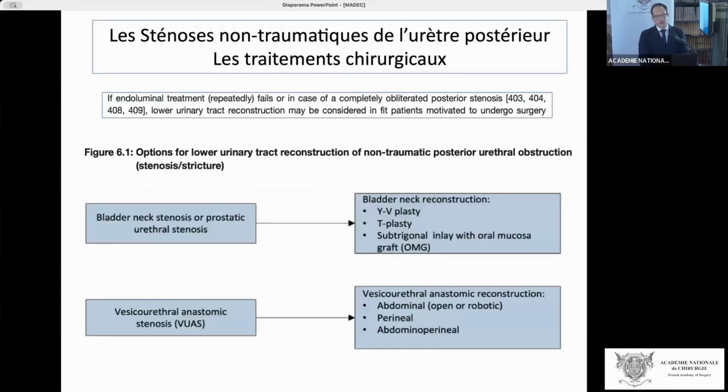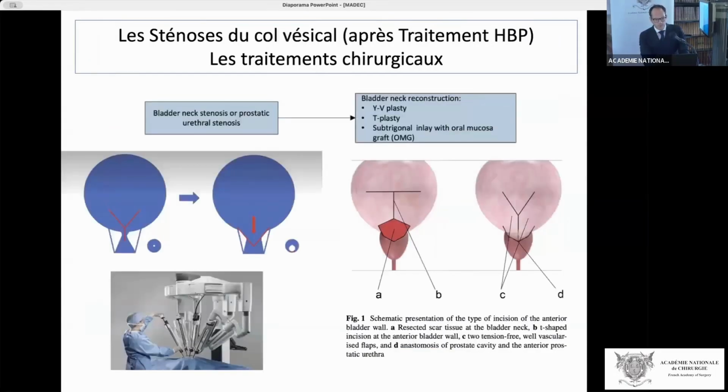And now this is the last one, the really big topic, in my opinion, at least in terms of advances and challenges, which is posterior urethral reconstruction following surgical prostate treatments. Now, when it's just BPH treatments where the prostatic capsule is still present, things are fairly clear. We can perform bladder neck plasties, VY plasty or T plasty, which work relatively well and aren't overly technical.